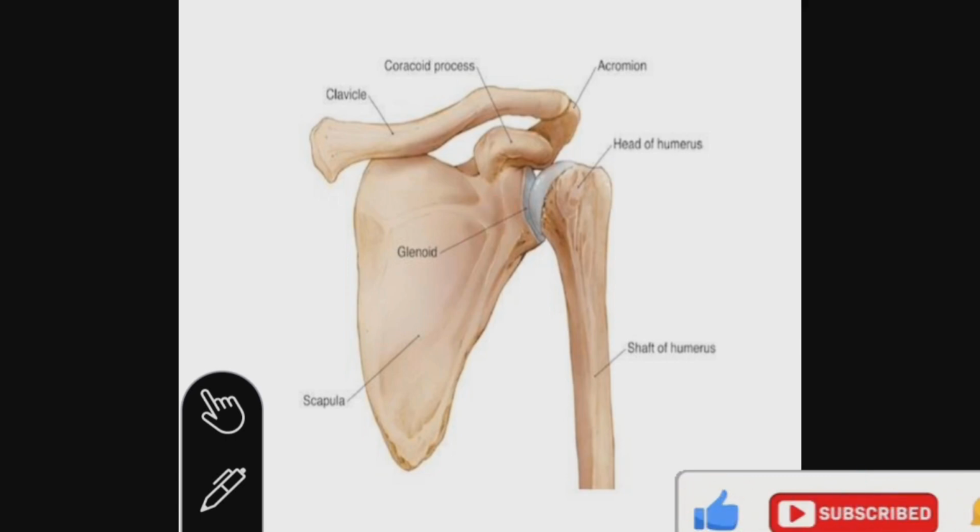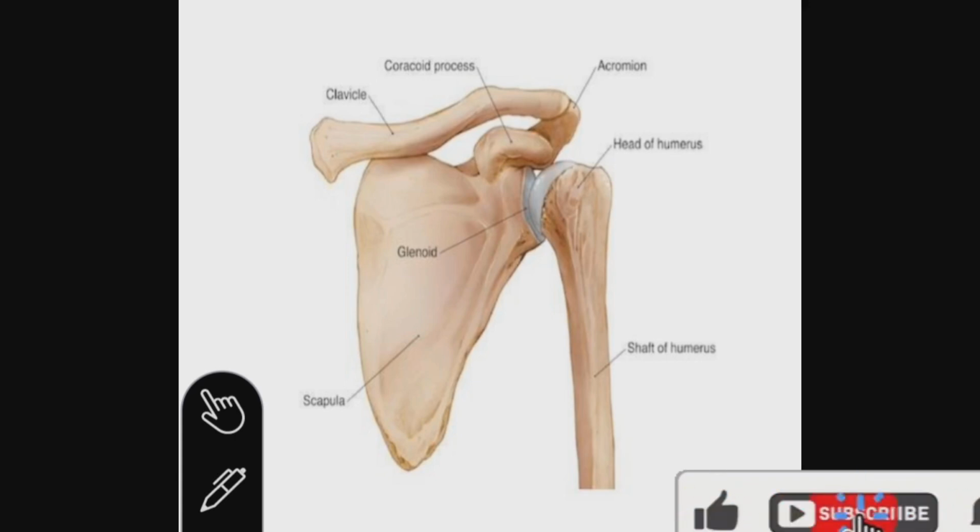The blood supply is from the anterior and posterior circumflex humeral arteries, the suprascapular artery, and the subscapular vessels. Very, very important. The nerve supply is by the axillary nerve, which is the most important, and then the musculocutaneous nerve and the suprascapular nerve. The movements of the joint include flexion, which is majorly by the pectoralis major muscle and the deltoid muscle, then extension, which is done by the posterior fibers of the deltoid and the latissimus dorsi muscle.